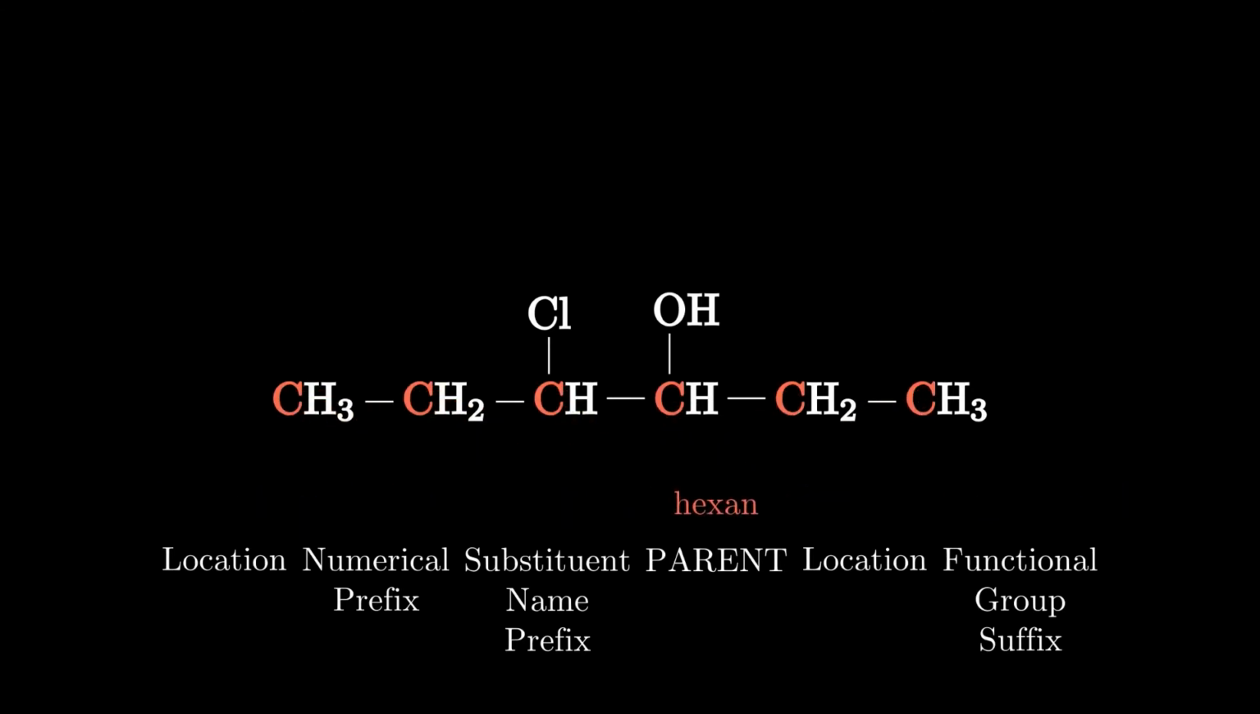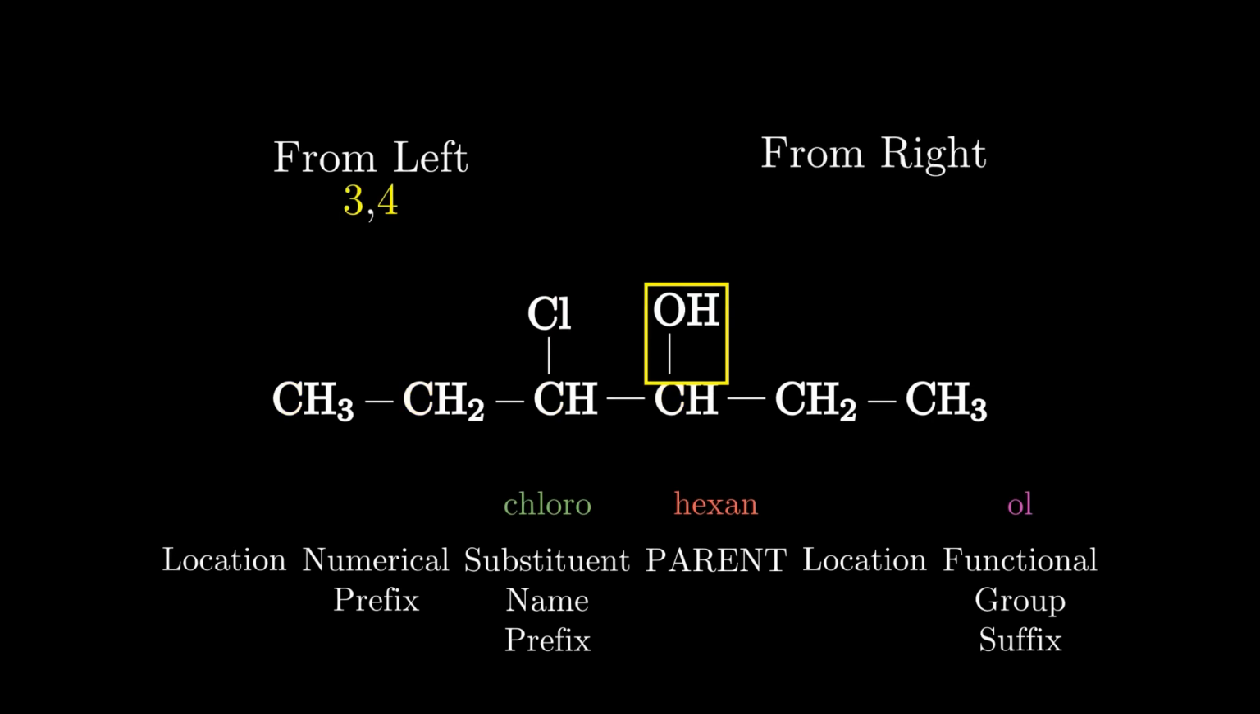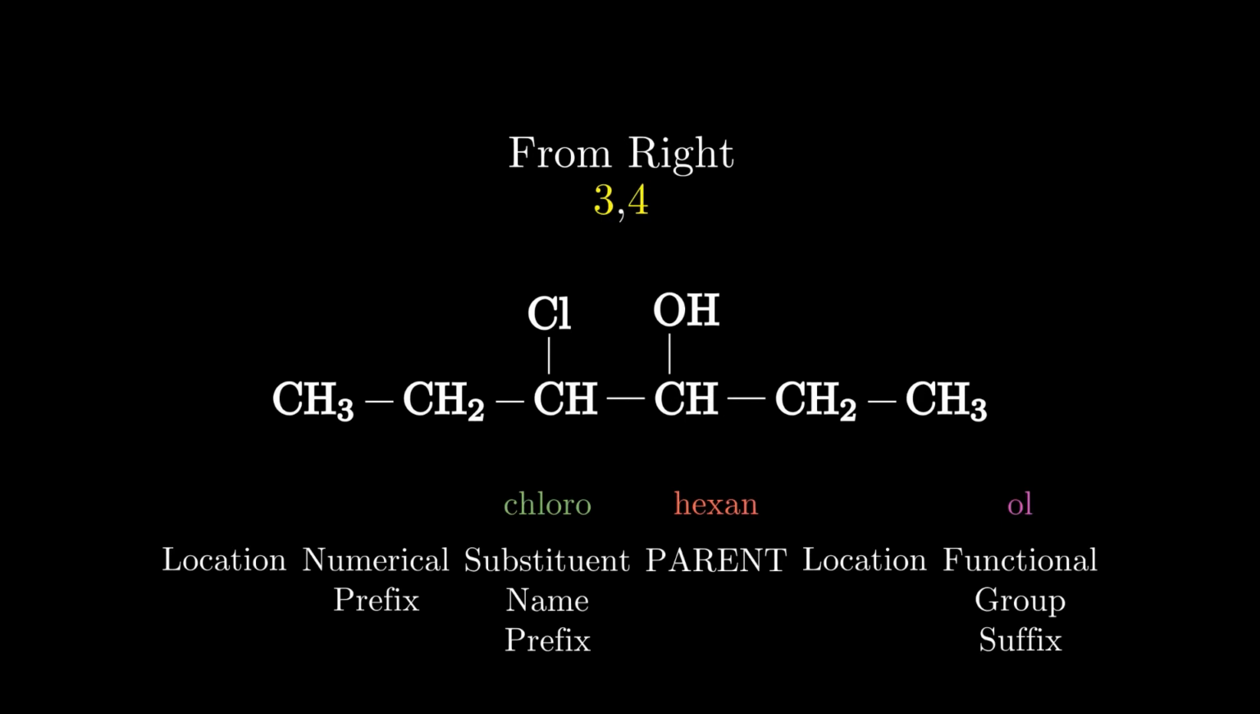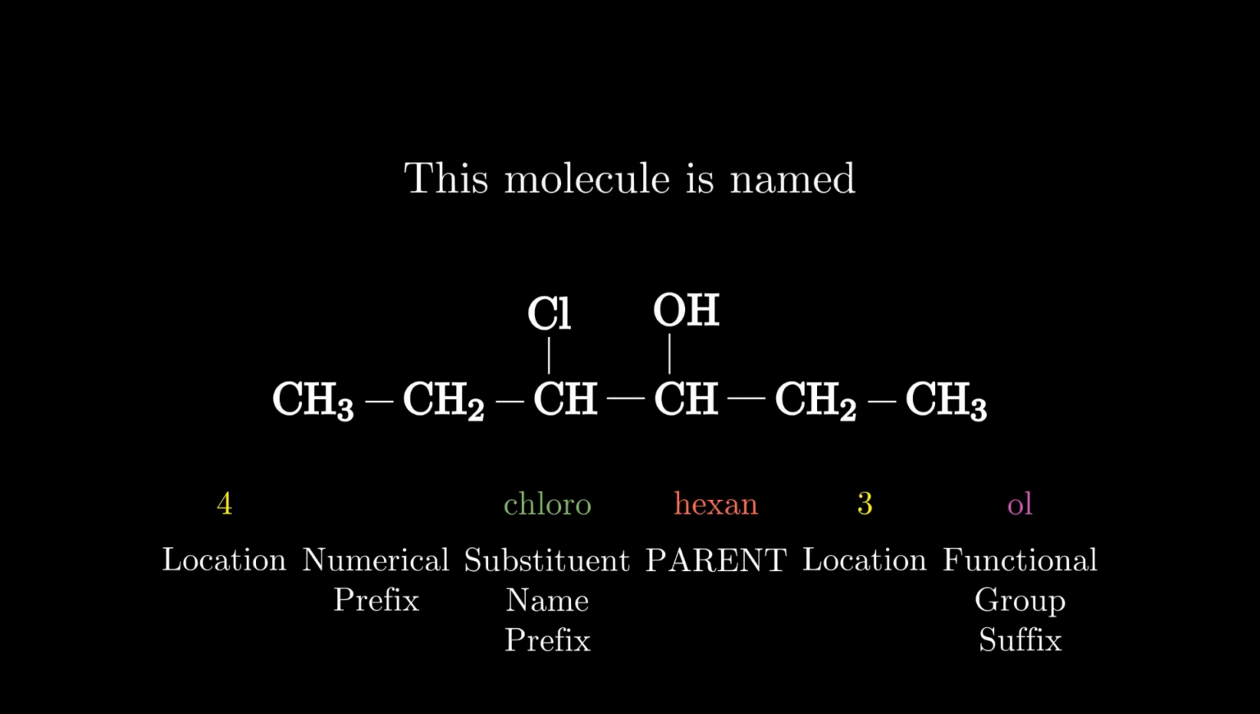The parent hexane is pretty easy to identify, and so is the chloro substituent and the alcohol group. The numbers from the left are 3 and 4. Switching sides, we find out the numbers from the right are also 3 and 4. We want to choose the direction that gives the alcohol the lower number, so we go from the right and give it a 3, and so the chloro gets the 4. Therefore, the molecule is named 4-chlorohexan-3-ol.